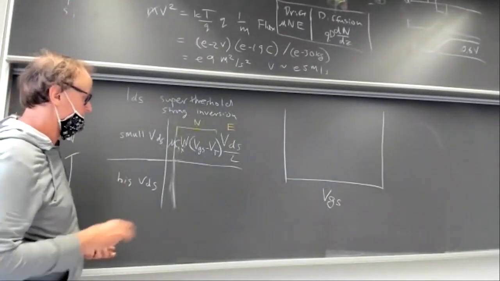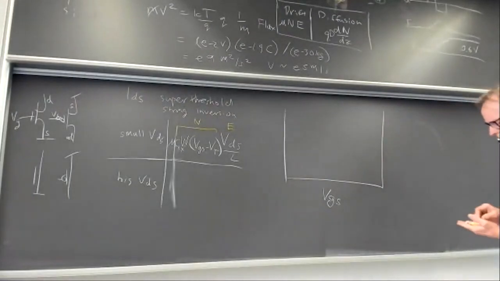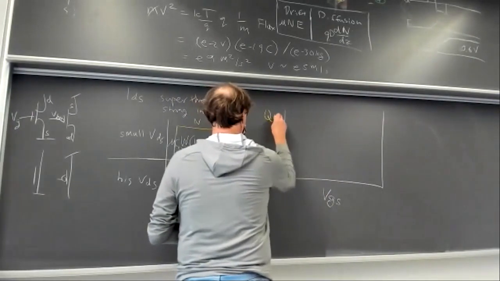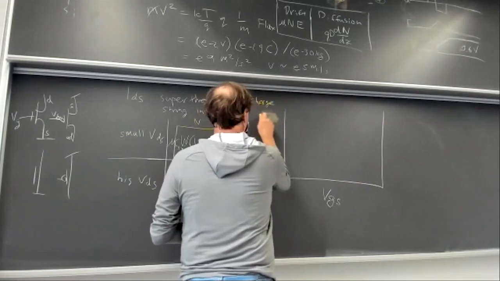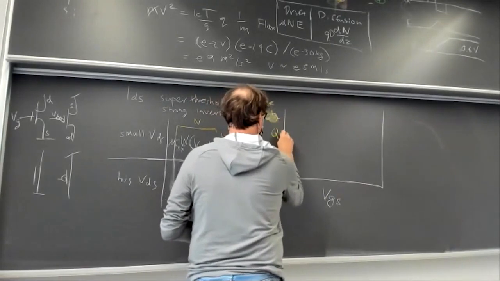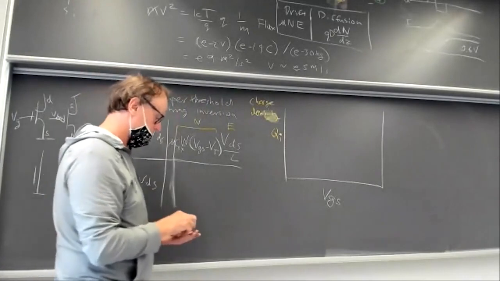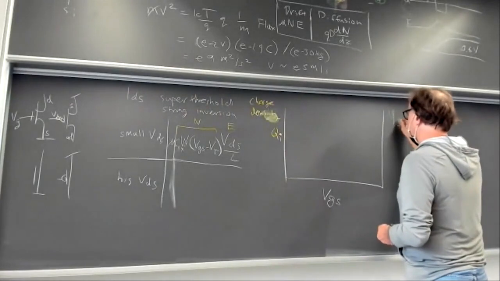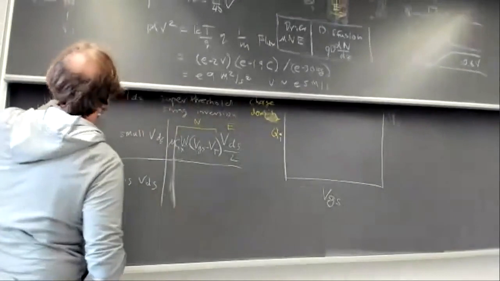Okay, so I need to draw the curve here. So this is a curve that I'm going to plot. On this axis here, I'll plot the charge density in the channel. Charge density, Q inversion. That's the inversion charge per unit area in the channel. And on this axis, I'll plot something you'll see a lot next week, which is the surface potential, psi S. Let me explain what that is.